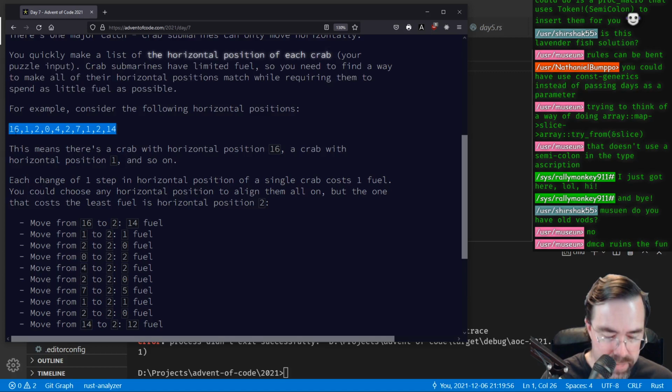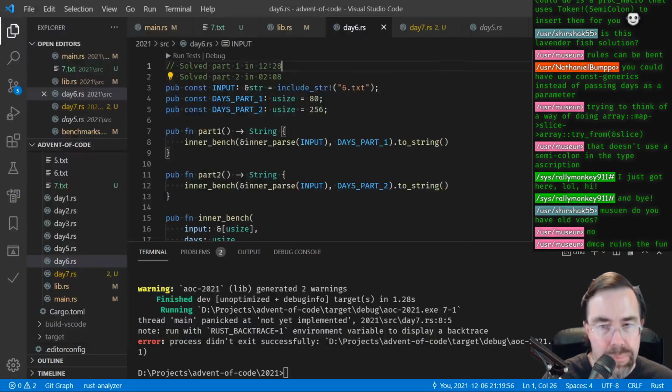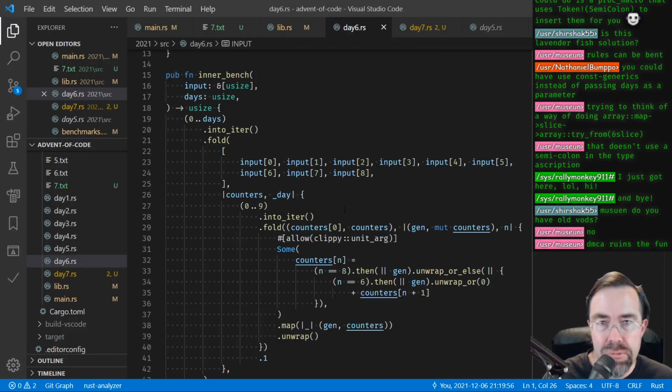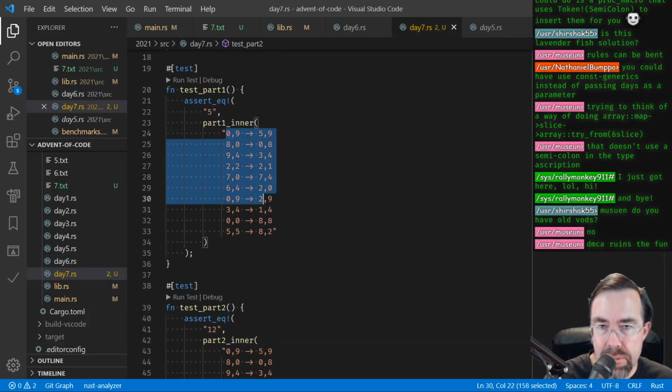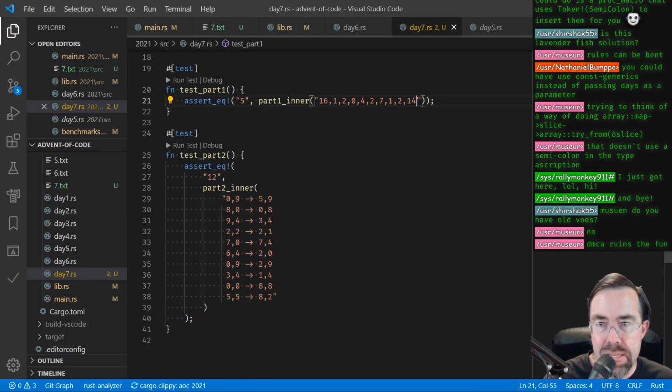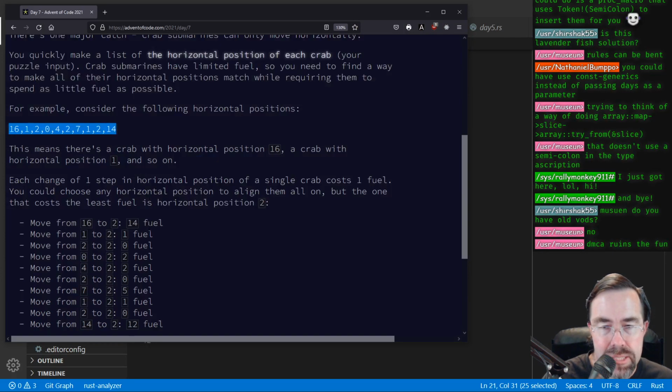So the examples have been fitting pretty neatly into the form of something that we can set up as a unit test. So that's what I'm going to do. I'm going to paste that text directly in as the example, and then when they say what the answer is, we'll fill that in.